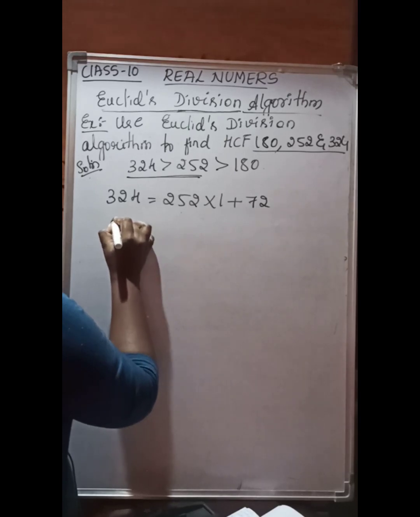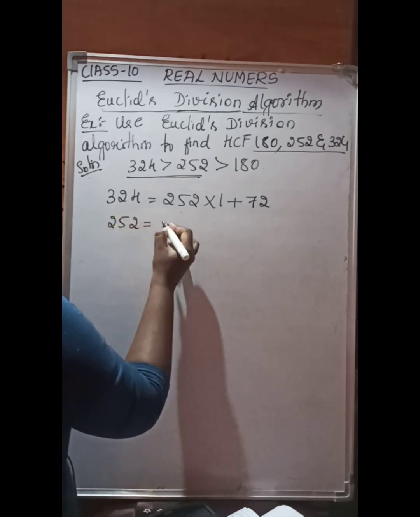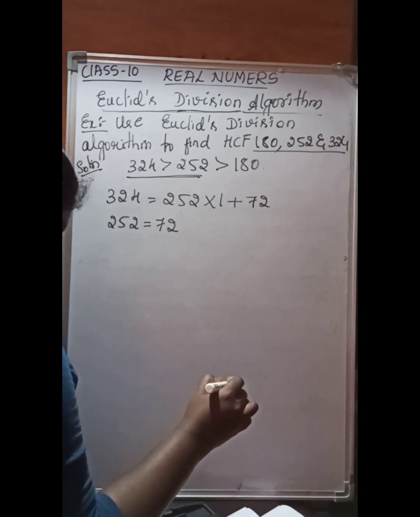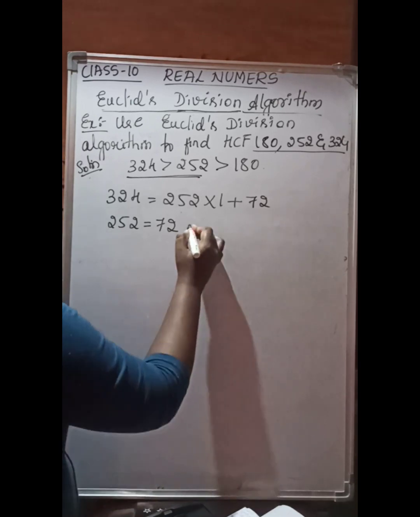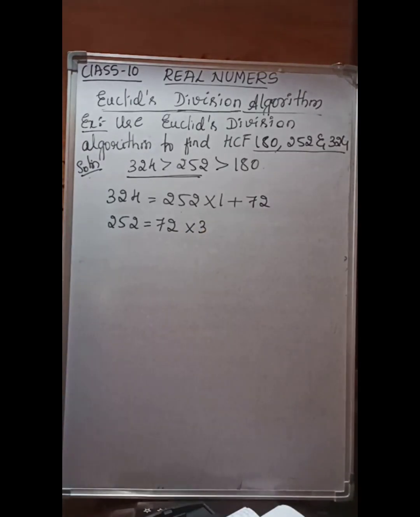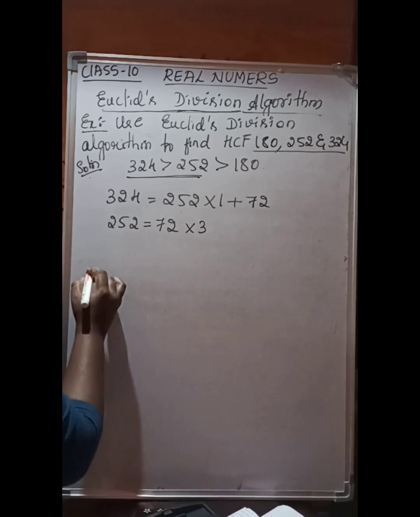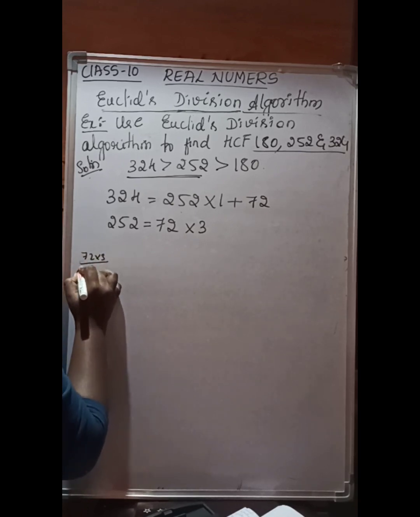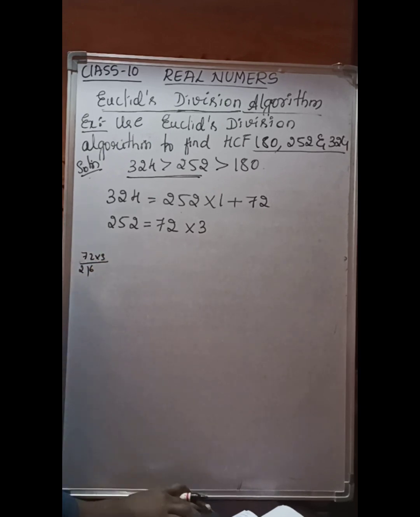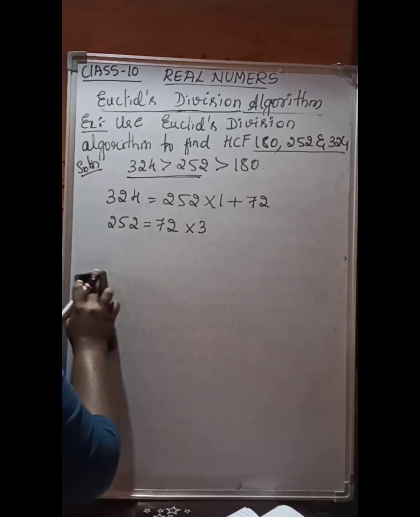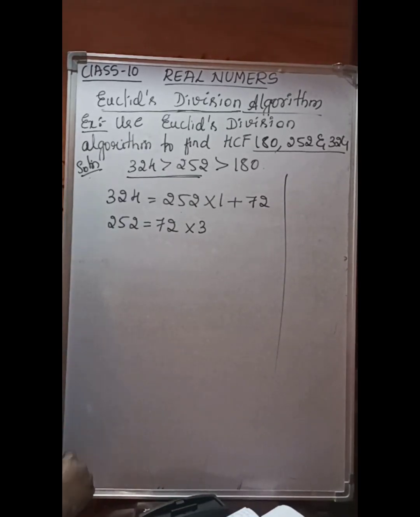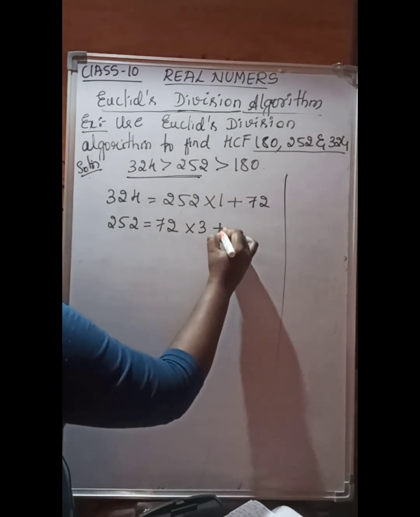Now consider 252 as A and 72 as B. So you will get 72 into 3. You do the division and find out the Q and R. You check it out once. 72 into 3 is nothing but 3 twos are 6, 3 sevens are 21, right? So you will get 3, and the remainder also. Please do the division on your rough work and calculate it. So 72 into 3, and the remainder will be 36.